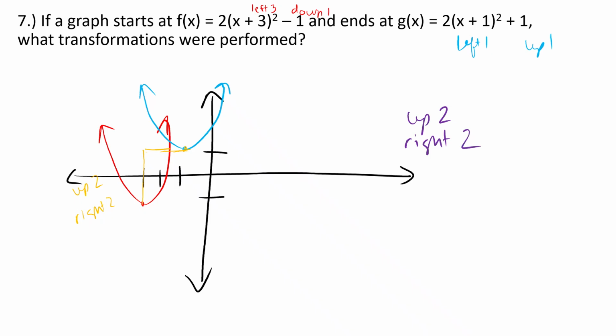right 2, and you could say right 2 and up 2, but essentially what you want to do is look at that vertex and just track, where did the vertex go? If it's flipped, that'll be pretty easy to see because it won't be oriented the same way. So it could flip from up to down or down to up, it doesn't matter.